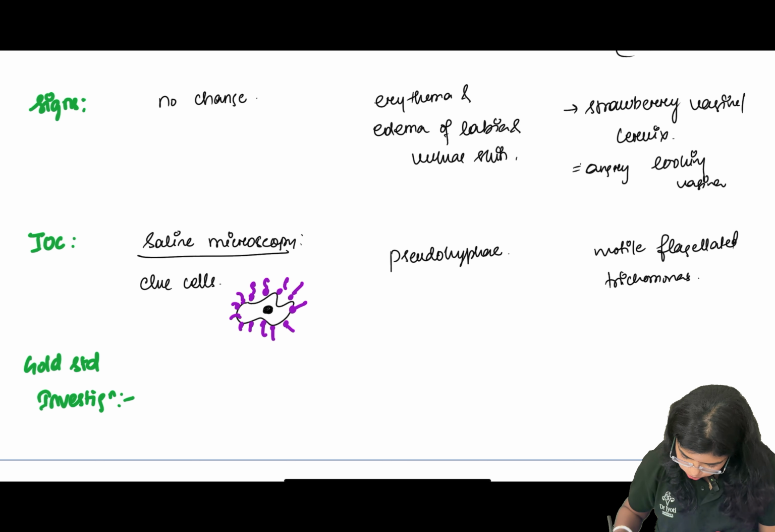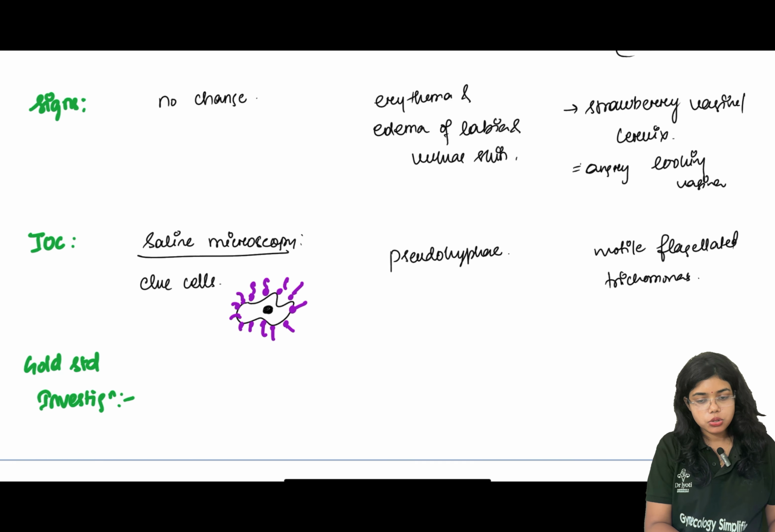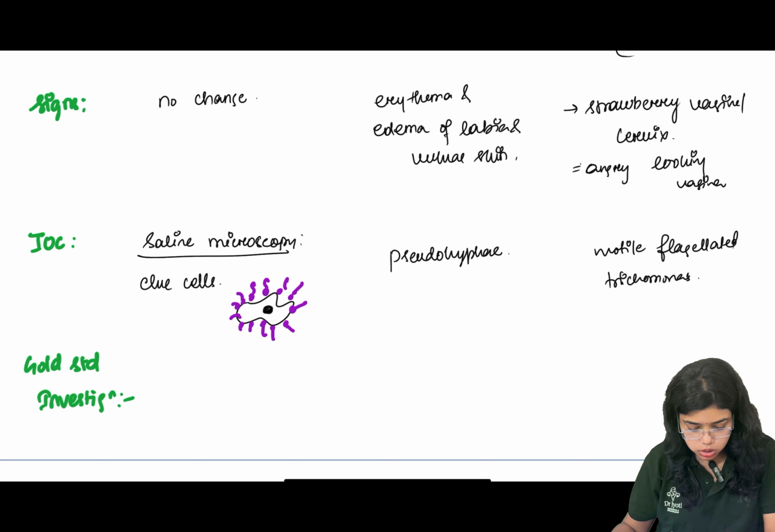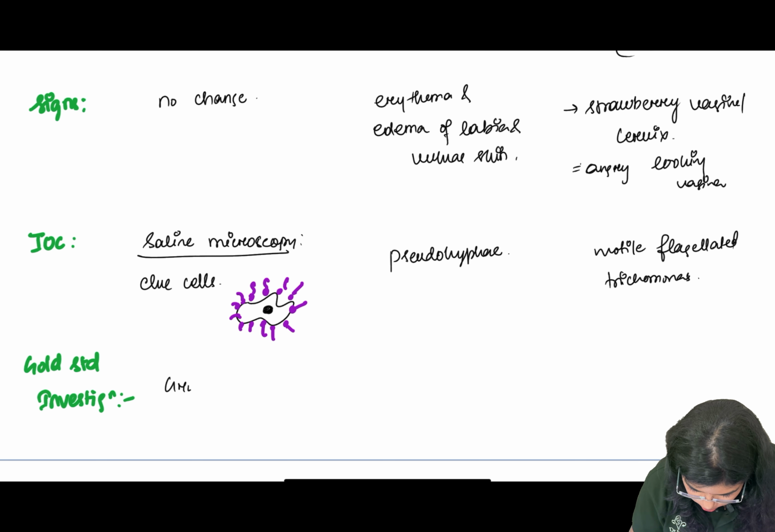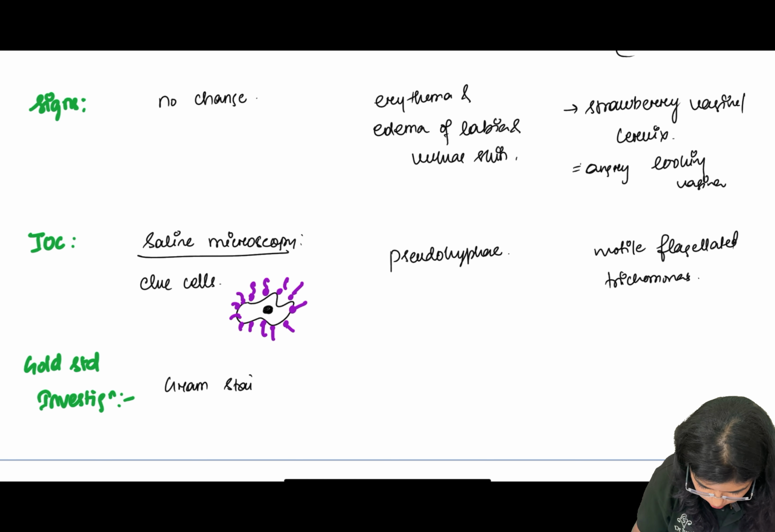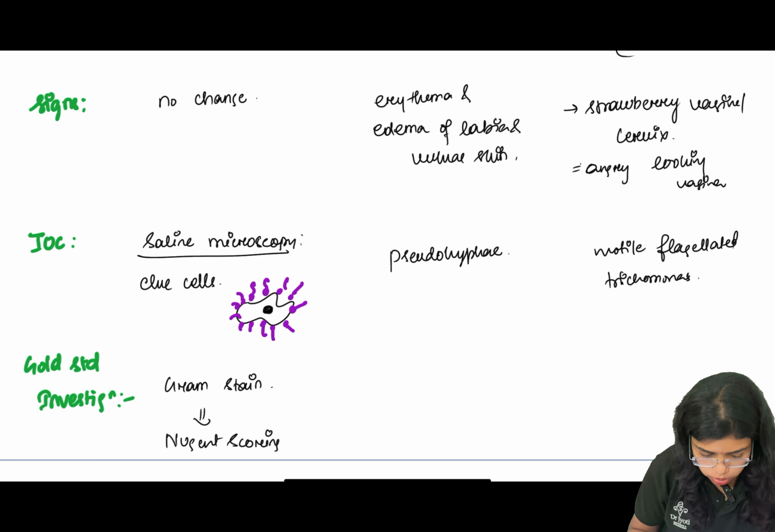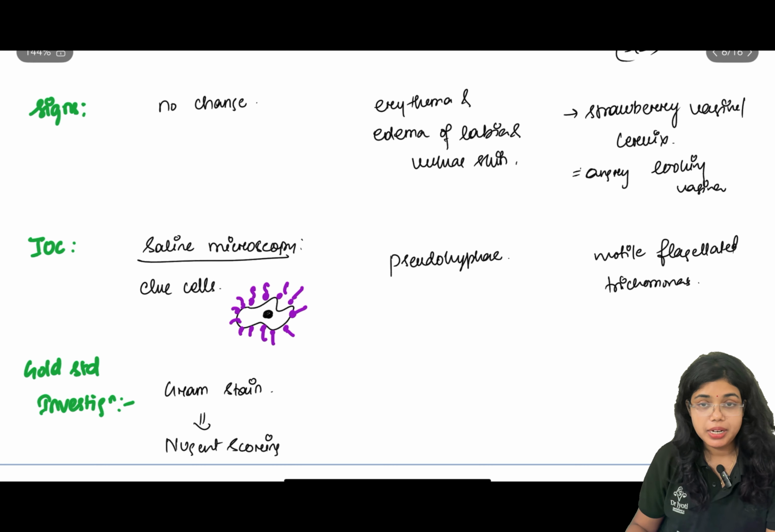Understood? So, this is the investigation of choice. But what is the gold standard investigation? In bacterial vaginosis, the gold standard investigation is gram stain. In gram stain, we use the Nugent scoring system to confirm bacterial vaginosis.